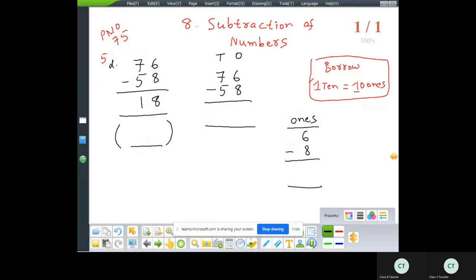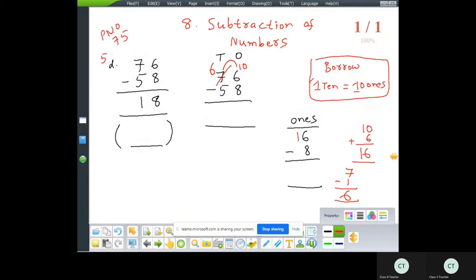At this time we use borrow. We take borrow from the beside number, that is 7. From 7 we take borrow. Borrow means 1 ten is equal to 10 ones. 10 ones, already 6 ones are there. 10 plus 6 is 16. Now it is 16. From 7 we took 1 ten as borrow. 7 minus 1 is 6. It is 6.